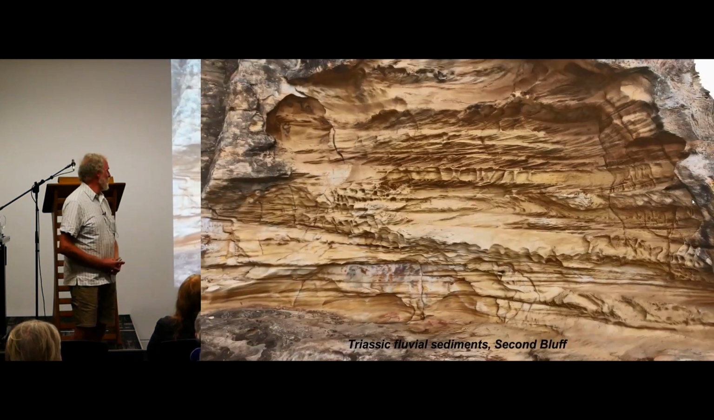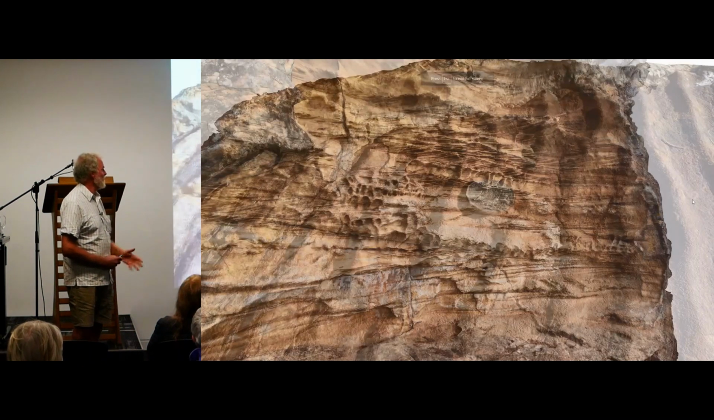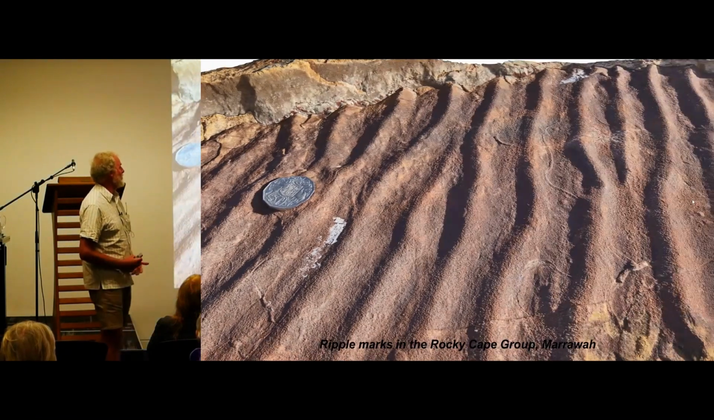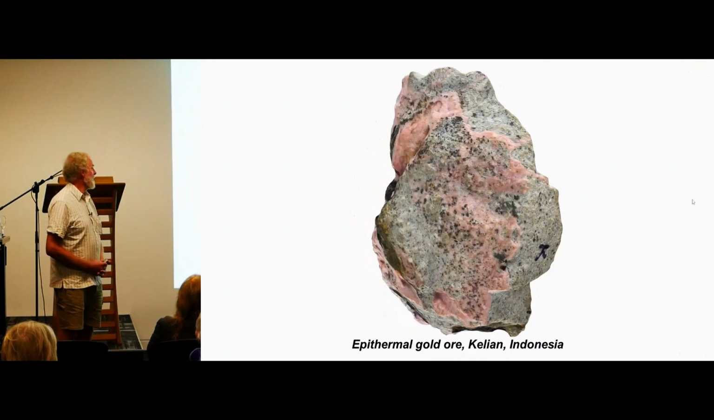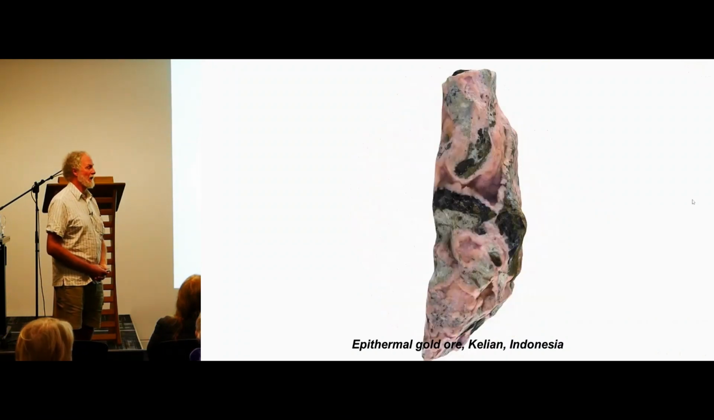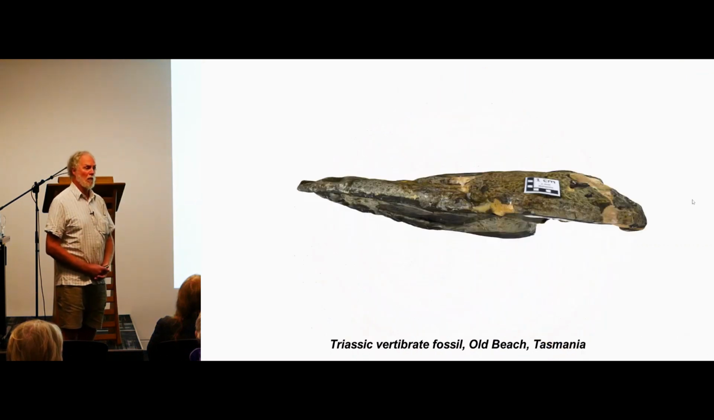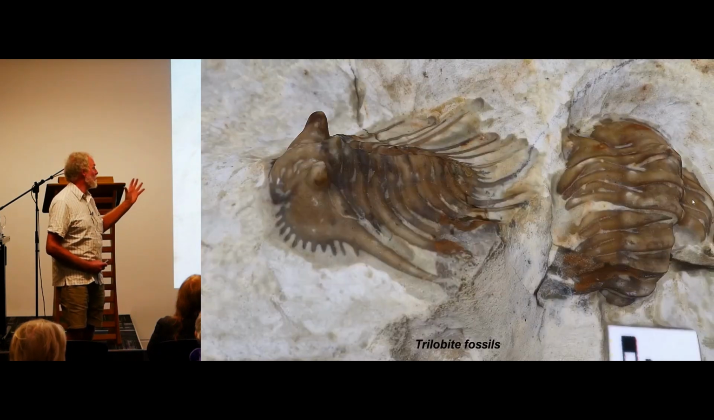Here's another example, at a scale of about 20 metres across, these are Triassic cliffs, but we can come to a different scale. This is at Marua in the west coast, little ripple marks fully displayed in 3 dimensions. Or we can look at a sample. Here's a sample from the Kilian gold mine in Indonesia, or a Triassic vertebrate fossil from Old Beach, all represented truly correctly geometrically with appropriate textures.